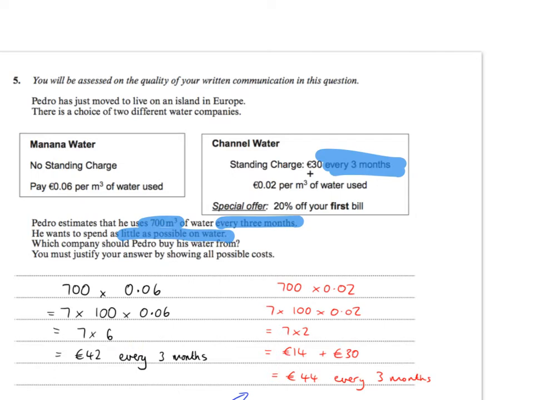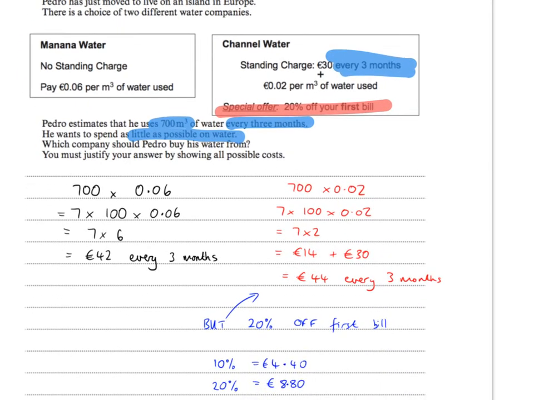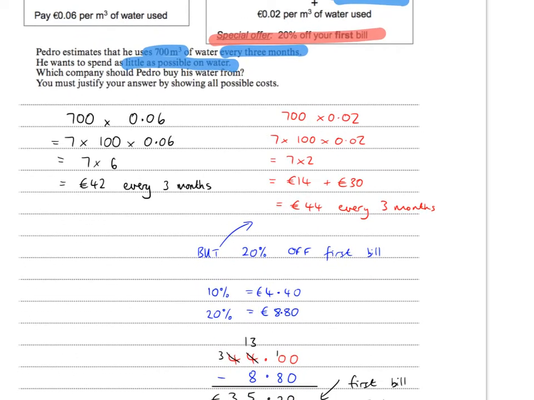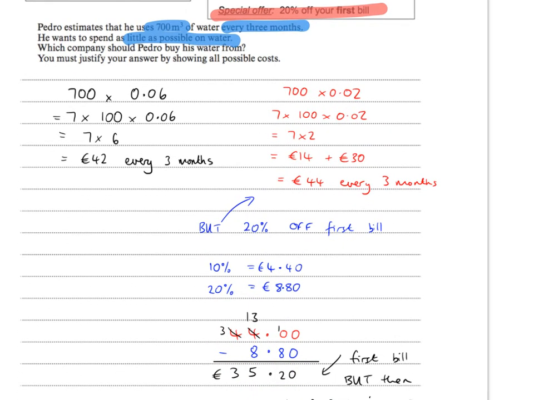Okay, but we were told that there's a special offer on your first bill, you get 20% off. So what I've done here is I've worked out 20% off the first bill. So I started by finding 10%, divide by 10, double it to find 20%, and now I need to take that off because it's coming off my bill. It says 20% off your first bill. So then I would do 44, take away £8.80, and I had to do it like this.